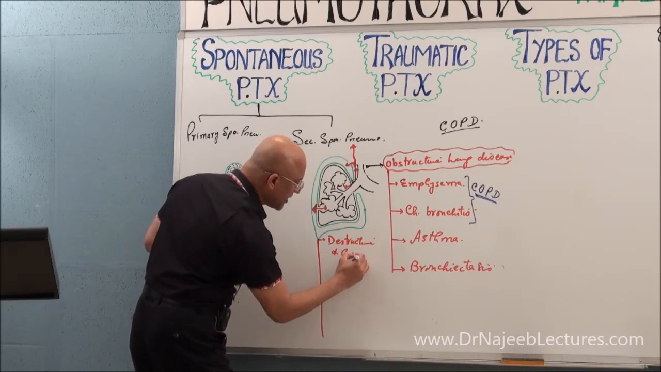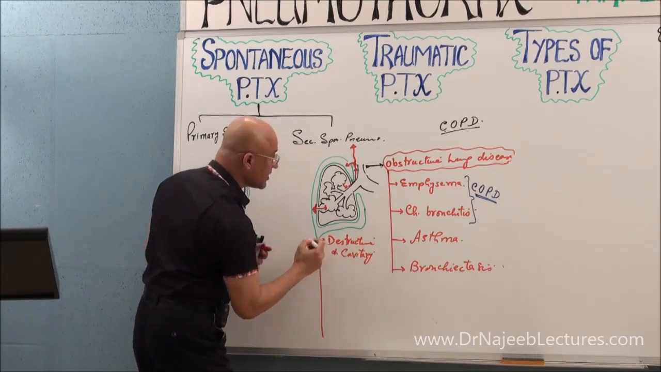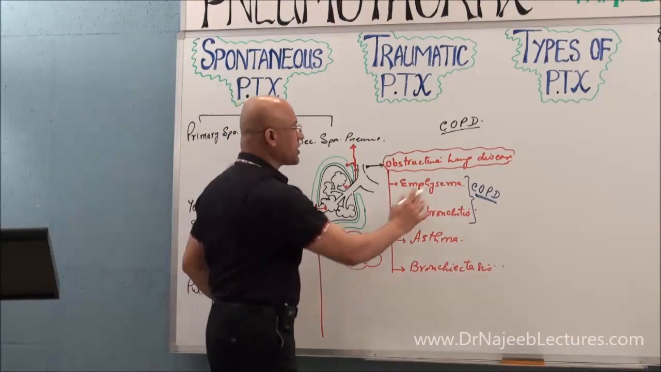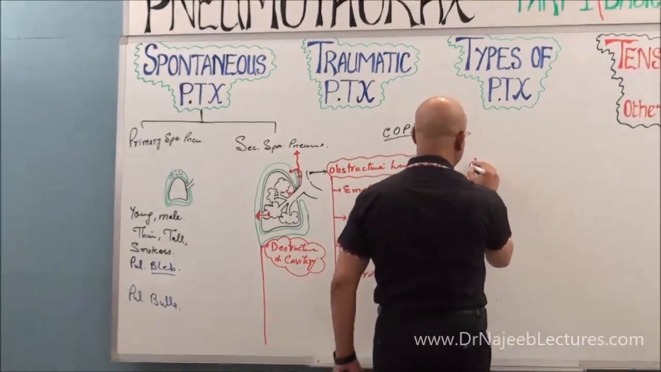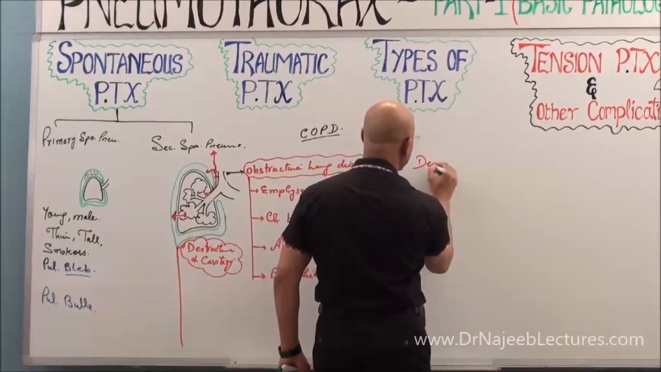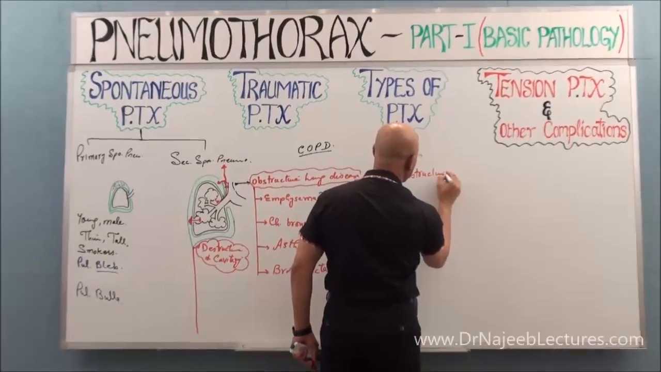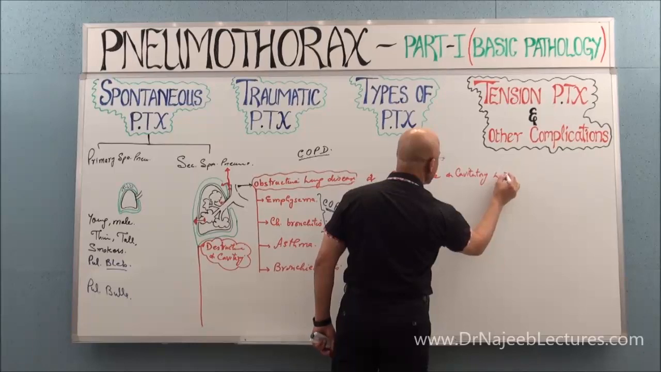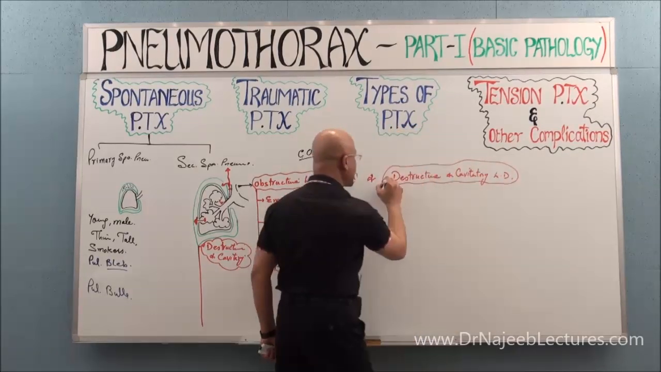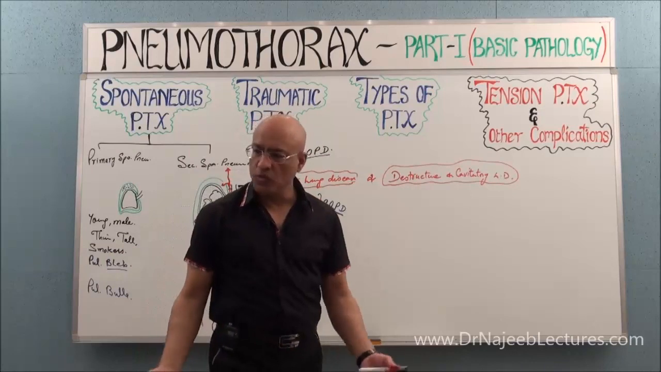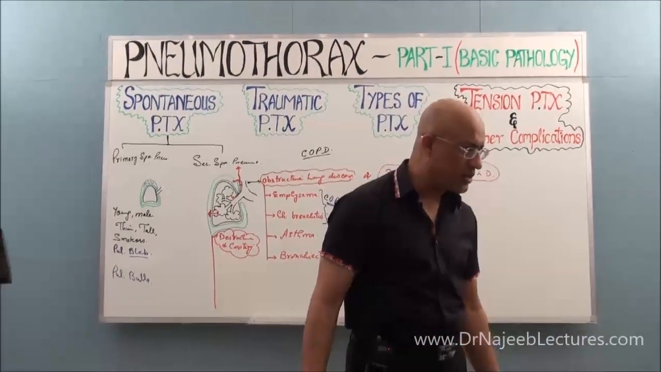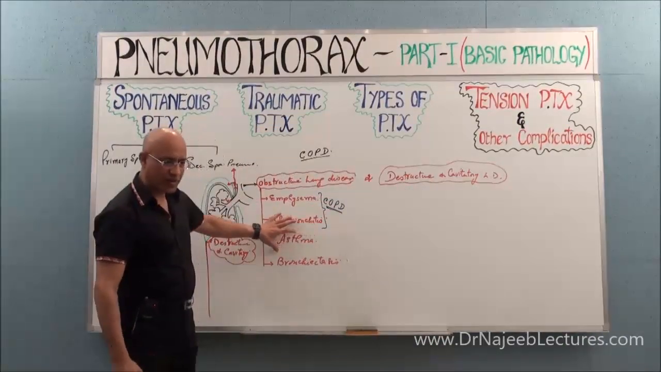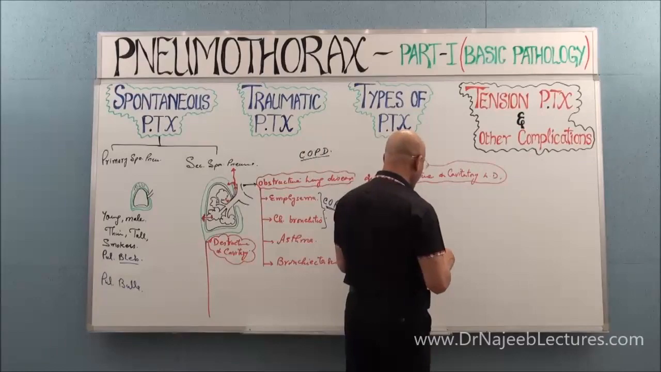That is destructive and cavitatory pathologies in the lung. Now, how destructive? Okay, let me put it here. Obstructive lung diseases and destructive and cavitatory lung diseases. They can also produce secondary spontaneous pneumothorax. Thanks God, it is easier to understand than this one. Let me make a diagram.